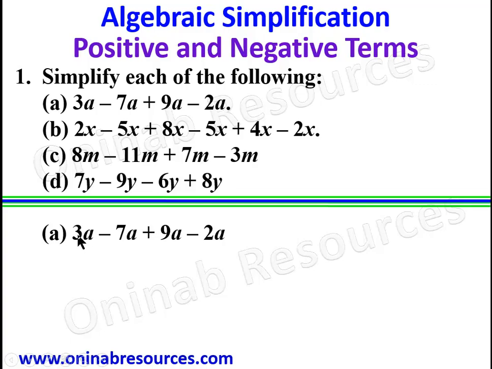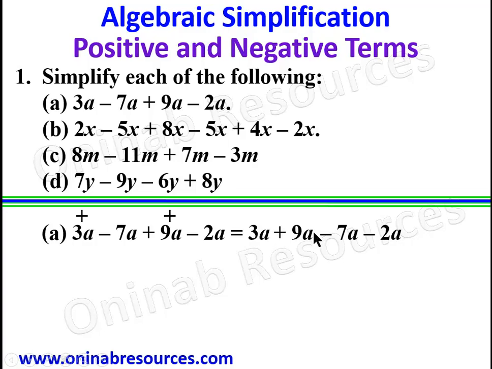Like this is 3a. This 3a, mathematically, we are not meant to write the positive here, but it is a positive term of this algebraic expression. Again, this is negative, so this is plus 9a. This plus belongs to this 9a, which makes it a positive term, and this is a negative term. So grouping them, positive terms, then negative terms, we have 3a plus 9a, then minus 7a minus 2a.